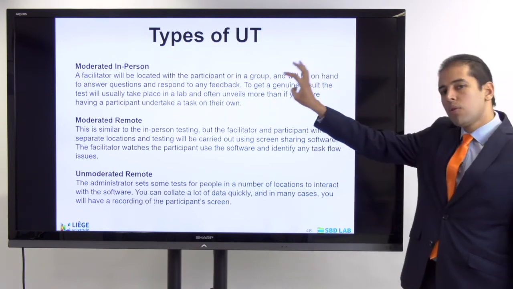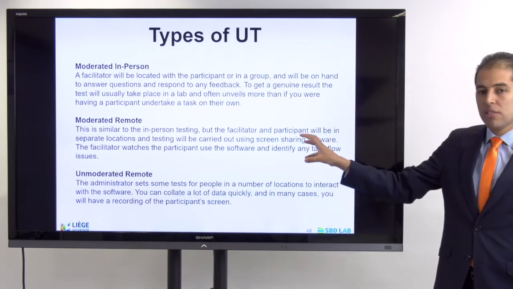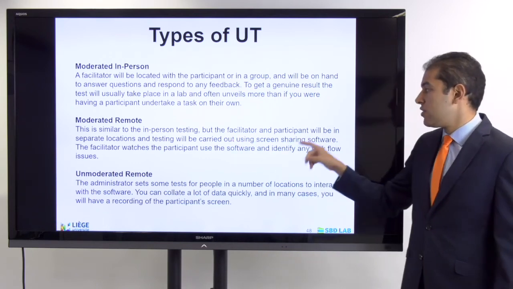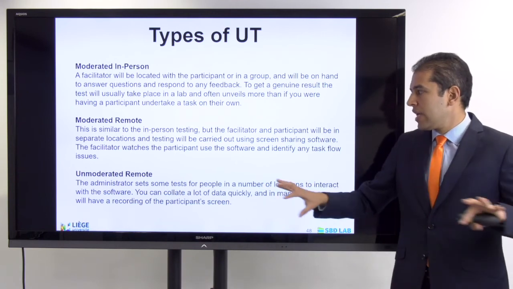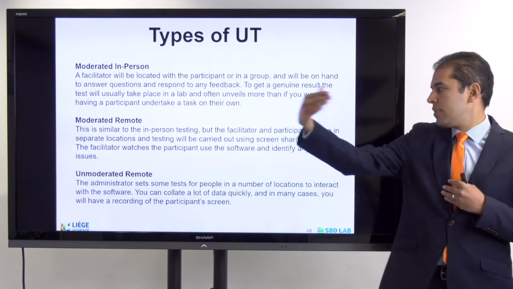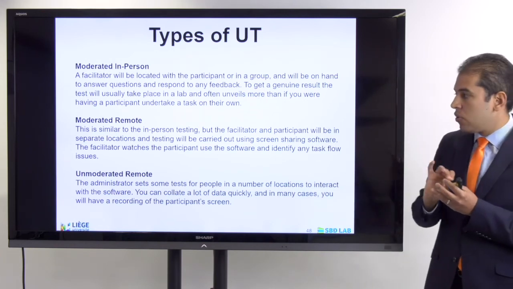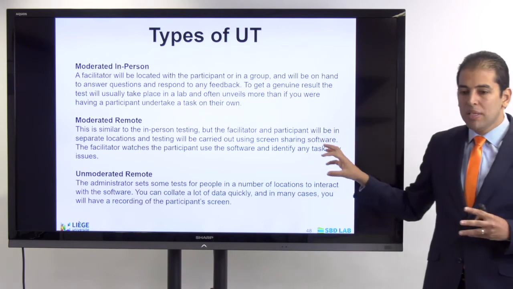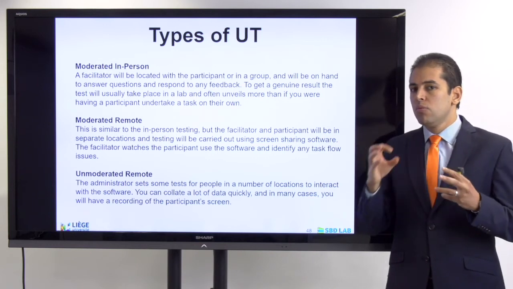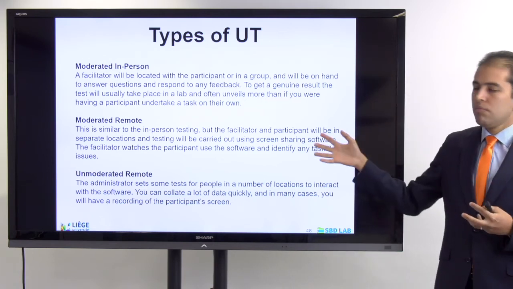Keep into account here, you are with them, they are in a setting that you created, and you are asking them. But when you do moderated remote, you are off-site or you are away, and this is similar to the in-person, but the facilitator and the participant will be in separate locations, and testing will be carried out using screen sharing software. The facilitator watches the participant from a distance, how they are using the software, and identifies any task flow or errors or issues. This is less recommended because the presence of the facilitator in the room with the participant brings more rigor and makes them more abundant in their feedback, but it is still allowed.